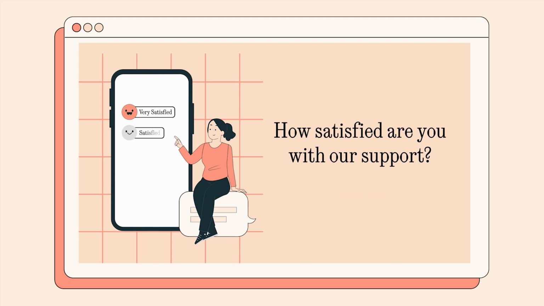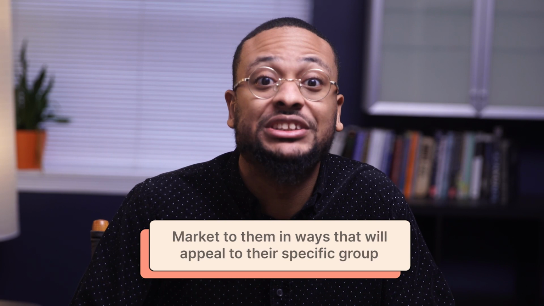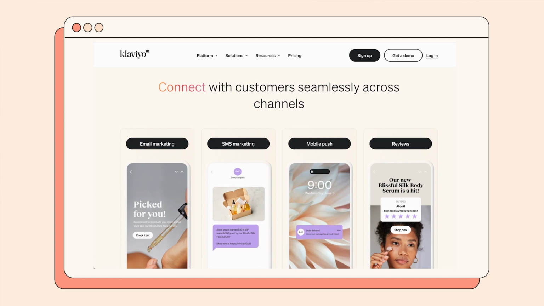The fifth way to boost your NRR rate is to market according to your customer segments. Customer segmentation is when you divide your customer base by common characteristics. You can group customers by demographics like age or gender, location like country or city, or life cycle stage like new or VIP customers. The list goes on. Once you've grouped your customers, you can market to them in ways that will appeal to their specific group. For example, marketing to teens versus a 60 plus group will look completely different. The easiest way to market to your different customers is with a marketing automation tool like Klaviyo. Klaviyo integrates with Gorgias and automatically detects and updates your customer base into segments, making it easy for you to send relevant messages to each group.